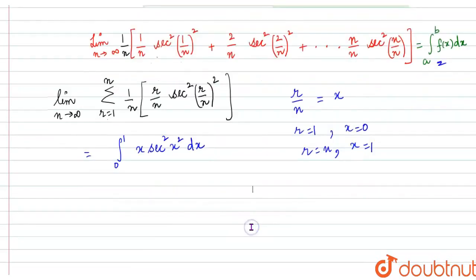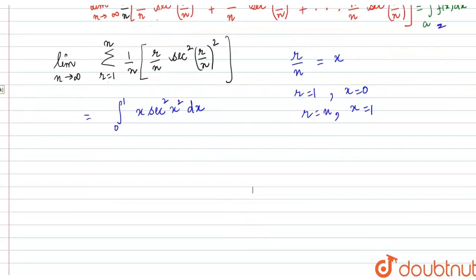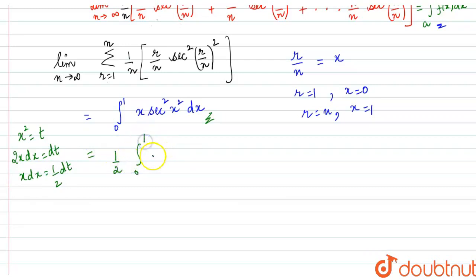Time for another substitution in order to solve this. We are going to put x square equal to t, our regular integration business. When we differentiate both sides we get 2x dx equal to dt. Now x dx will be equal to half dt. So this can be put over here, half I am going to take out, and from 0 to 1, x dx is dt, so we get secant square t dt.